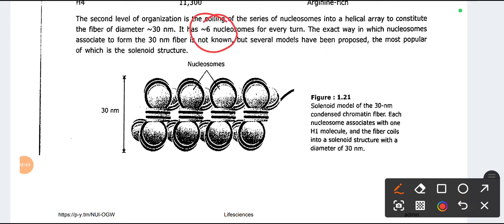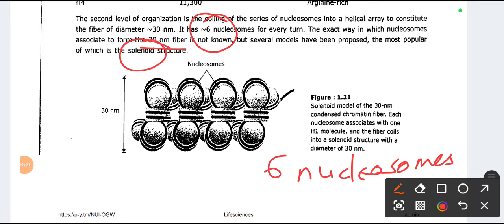The exact way in which nucleosomes associate to form the 30 nanometer fiber is not known. How many nucleosomes are there? 6 nucleosomes. The exact way the 30 nanometer fiber forms is not known, but there are several models proposed. The most popular model is the solenoid model. So first was beads on a string, second is a solenoid structure, 6 nucleosomes in a turn, condensing to form the chromatin fiber.